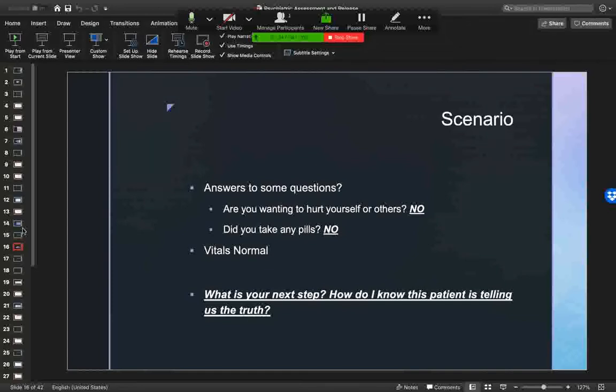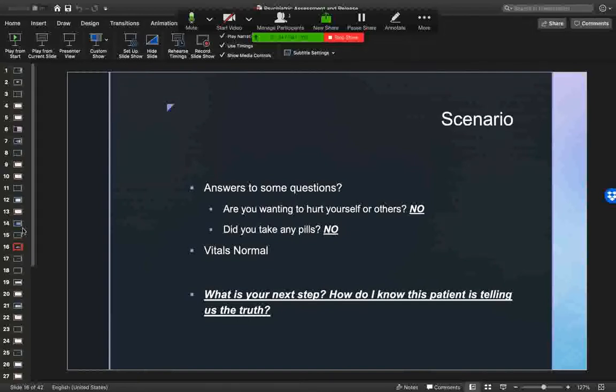Are you wanting to hurt yourself or others? Did you take any pills? No. But let's say both answers are no. They're not wanting to hurt themselves, and they didn't take any pills. Their vitals are normal. Well, what is the next step? There's no real complaint here other than the friend saying that they took pills. The vitals are normal. The medical history is normal.